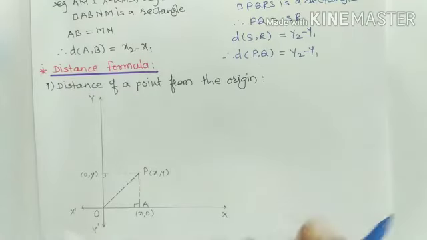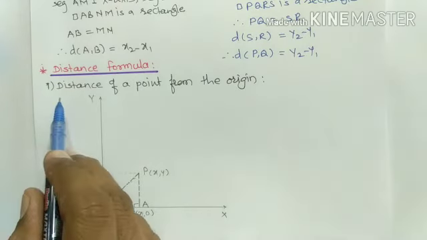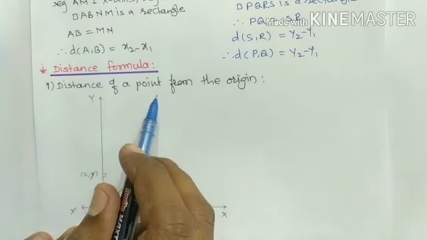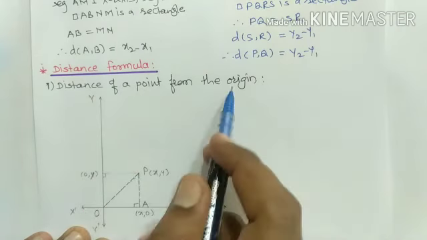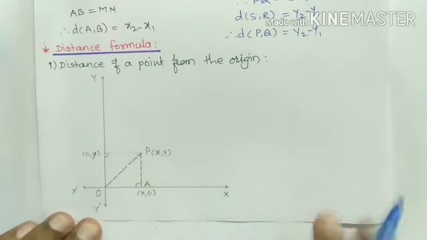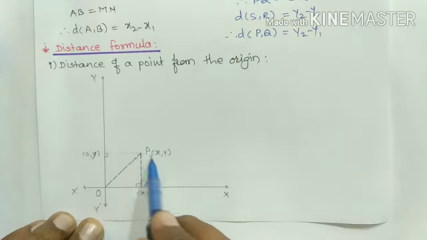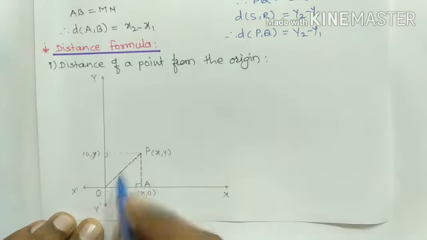Now we have to study a new concept, that is the distance formula. See, the first one is the distance of any point in the xy plane from the origin. Here we draw the xy plane. This is the x-axis, this is the y-axis, this is the origin. Point P having coordinates x, y is any point in the xy plane. Now we have to find this distance OP.